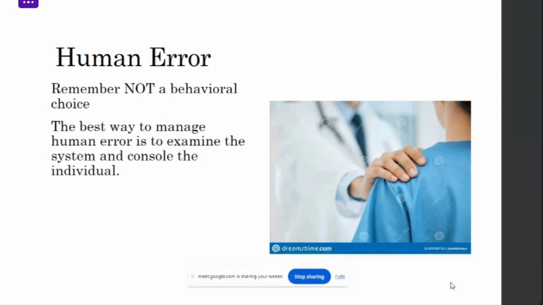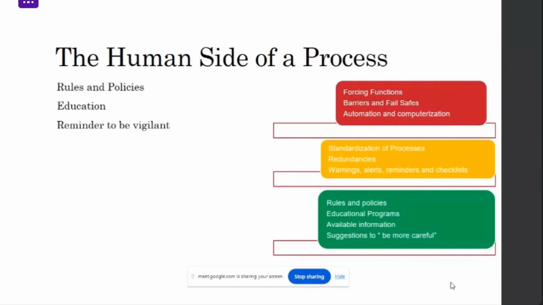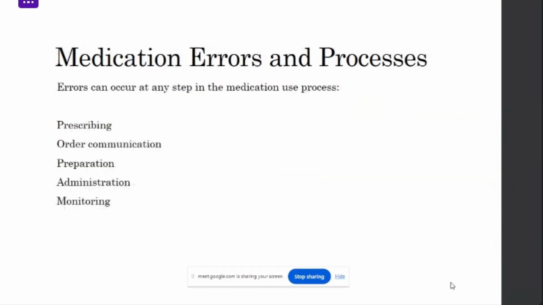You have to identify what the problem is, where the problem is, and where we lag. This is the basic sense of it, and we can avoid it by having rules, policies, education, and vigilance. So these are all theoretical things.